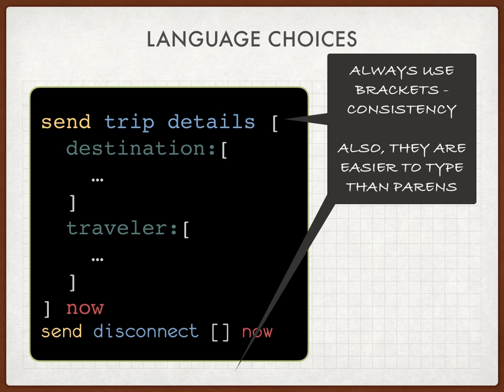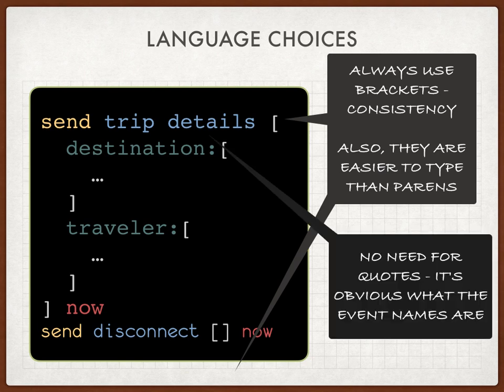Now, you'll notice that there are no quotes around the event name. There are no strings in Timeline, so there's no reason to introduce them just to have some ceremony around the trip details. It's completely clear what part of this construct is the event name. It's everything between the send and the first bracket. You have to have spaces. There has to be a space after send. There has to be a space before the bracket. So it's completely unambiguous what is going on here. Quotes wouldn't really add anything but extra ceremony, and there's no need for that at all.